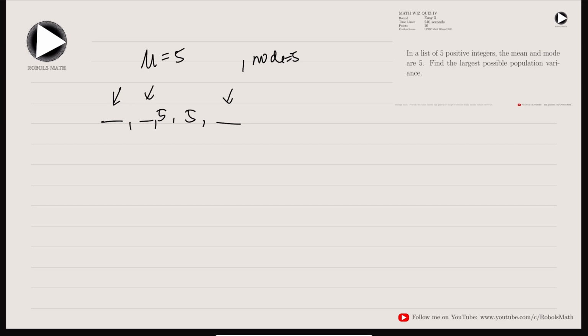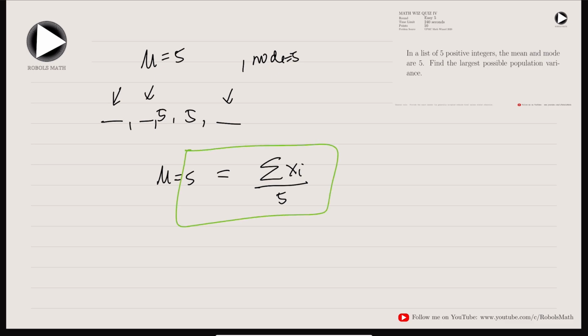We will make use of the fact that the mean is 5. Since we know that the mean is equal to the sum divided by the number of elements, which in this case is 5, if we multiply both sides by 5, we get that the sum of the elements is 5 times 5 or 25.